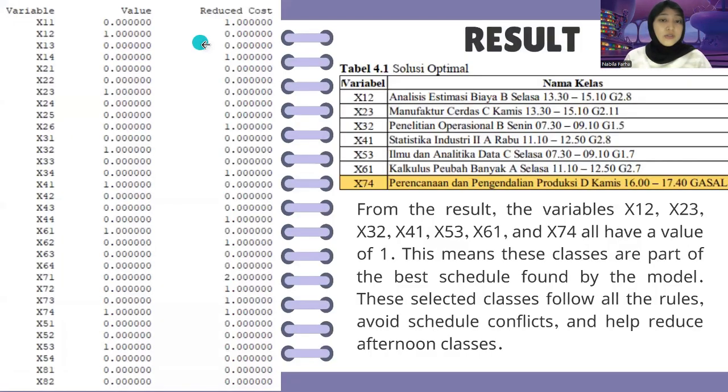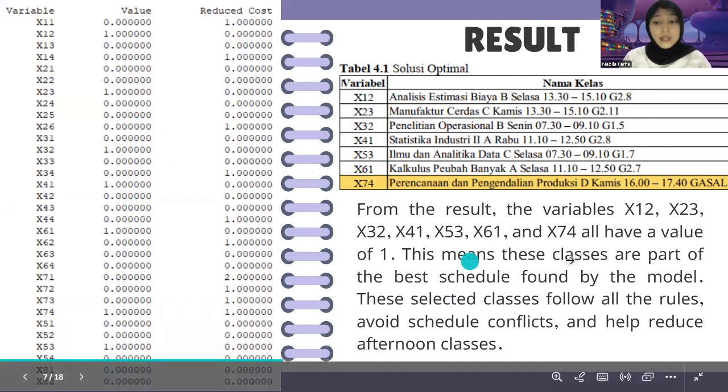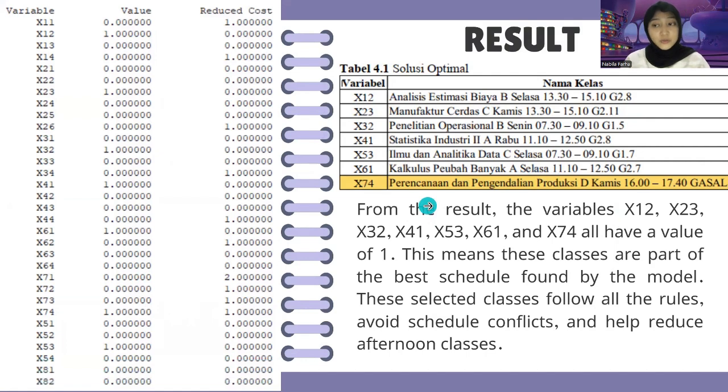And after that, we use Lingo to find the results of the optimal solutions. As you can see on this screen, we've got these variables that all have a value of 1 in Lingo. It means that these classes are part of the base schedule found by the model. These selected classes follow all the rules, avoid schedule conflicts, and help reduce the afternoon classes. As you can see here, we got only one class held in the late afternoon, which is X74, that stands for Perencanaan dan Pengelolaan Produksi D, held in late afternoon GASAL.